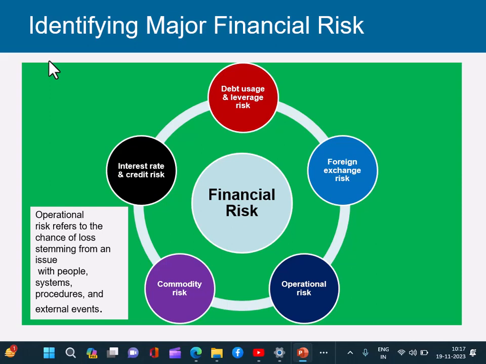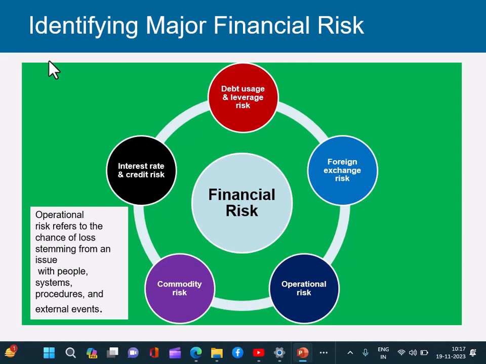Okay. Then operational risk, that is derived from your people, processes, your systems. If the systems of the company are not good, the processes are not good, the company can go down. Operational risk refers to the chances of loss stemming from issues with people, systems, procedures, and external events.